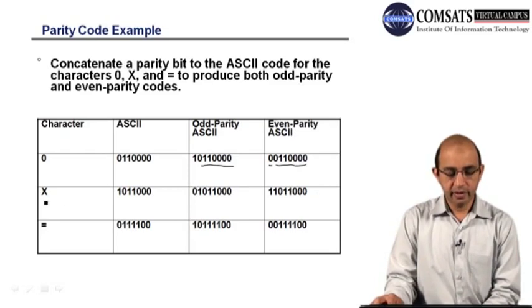So this is another character X, and this is the ASCII equivalent of that character, right? And this is the odd parity. So the number of ones is already odd, so we will place a 0 over here. But when we are using even parity, the number of ones is odd, and to make them even we will place a 1 over here.